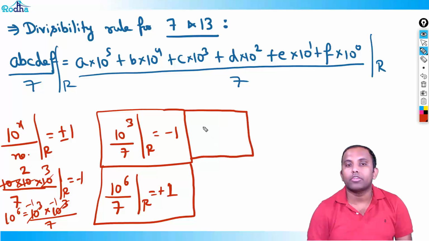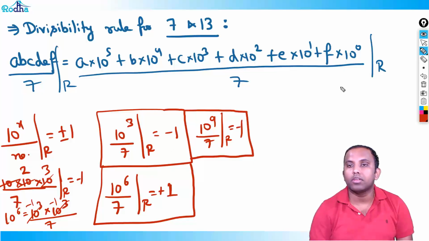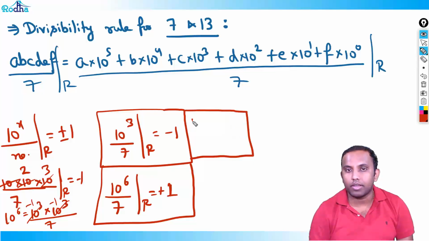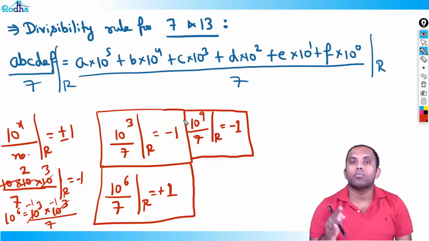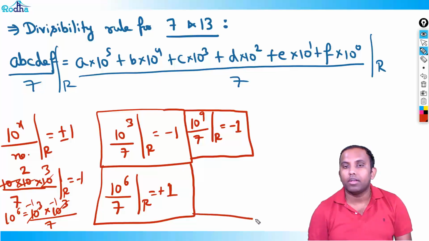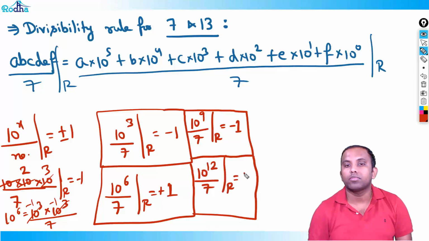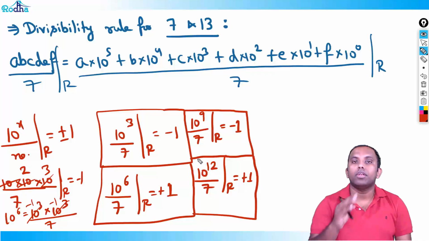Then obviously 10 raised to 9 by 7 will give me minus 1 as a remainder, because now 10 raised to 9 is 10 cube multiplied 3 times. So minus 1 minus 1 minus 1, 3 times, is minus 1. Then 10 raised to 12 by 7 should be plus 1, because for 10 raised to 12, 10 cube is multiplied 4 times, and minus 1 four times is plus 1, right?